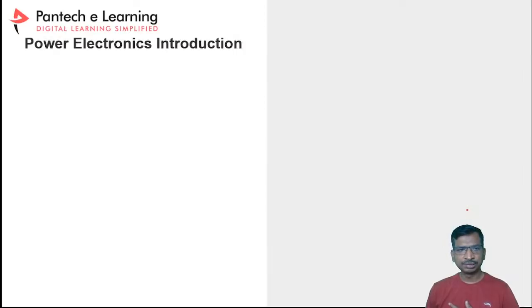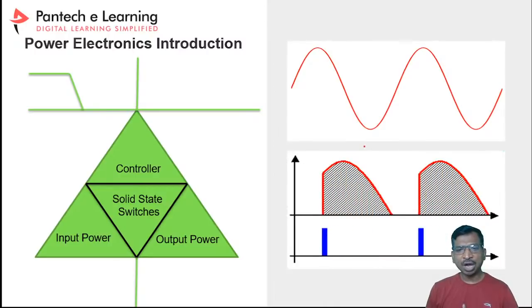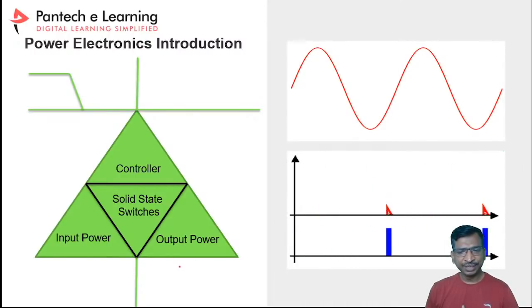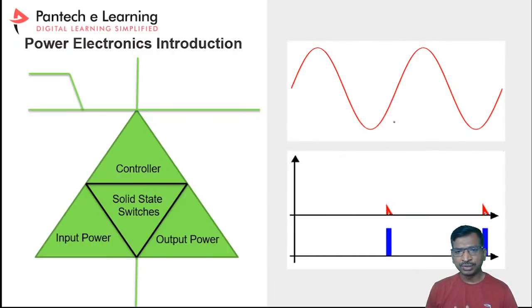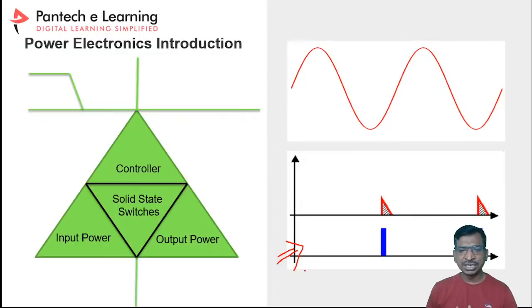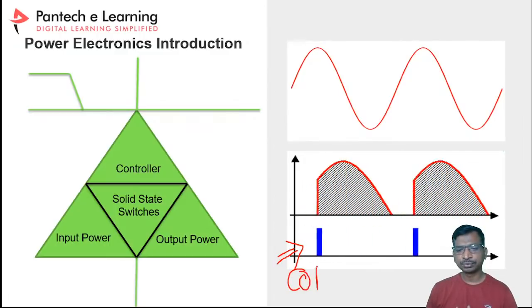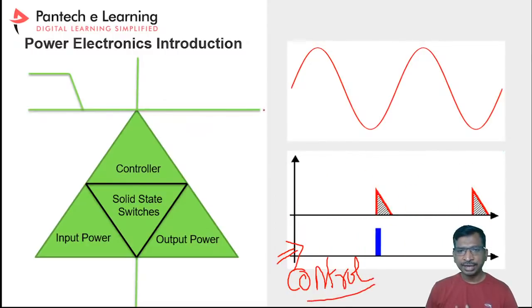Right. So now let's move to the topic. How can we control the power electronics? For example, if you take an AC input, now we have to generate a 12 volt DC output. Here the input is controlled with the help of this PWM. So we can call it a controller, and this is the input.